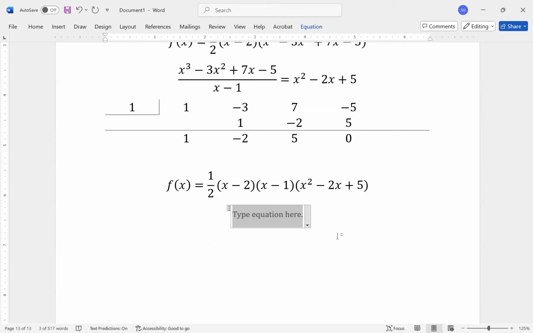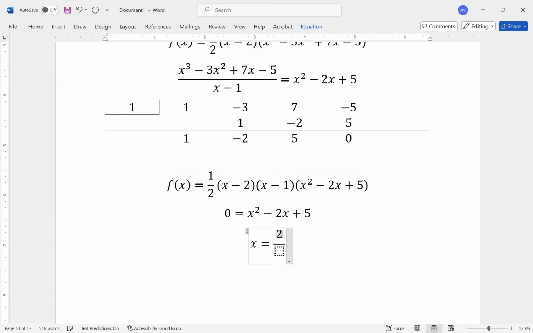So there's no factors of 5 that add up to -2, but we can use the quadratic formula to solve this quadratic. So let's go ahead and do that. Let's use the quadratic formula to solve, specifically solving 0 is equal to x squared minus 2x plus 5. We already know that we can get an x value of 2 as a 0 here and an x value of 1 as a 0. So this quadratic will give me the other two zeros.